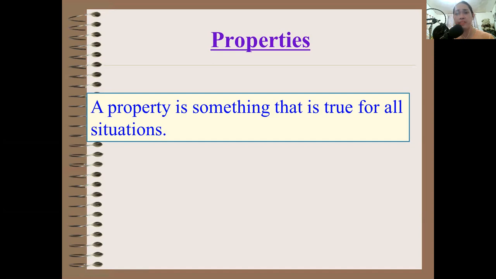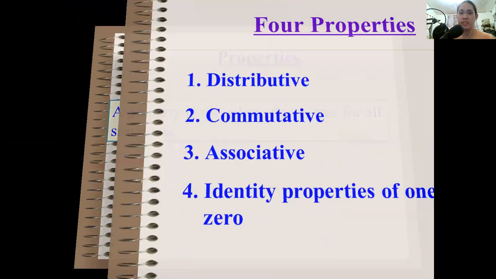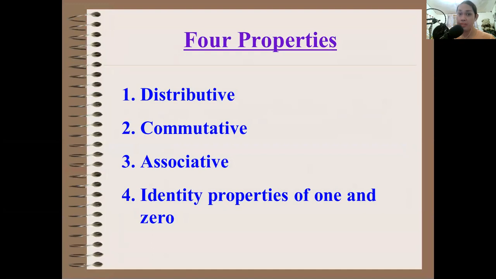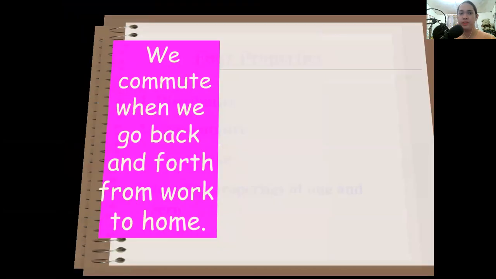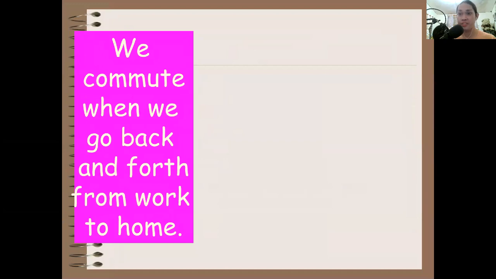So a property is something that is true for all situations. These are the rules that we can use in solving or simplifying expressions or equations in algebra, or in the world of mathematics. Again, a property is something that is true for all situations. We have four basic properties of real numbers: the distributive property, commutative property, associative property, identity properties of 1 and 0, and of course, we also have to include the inverse property.